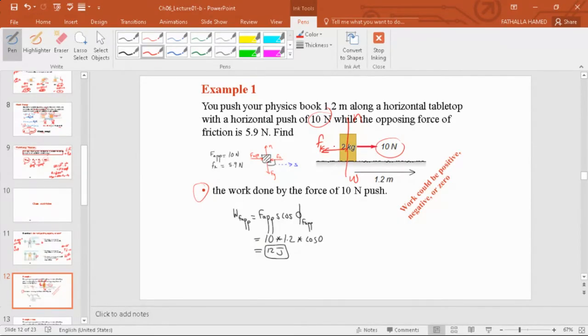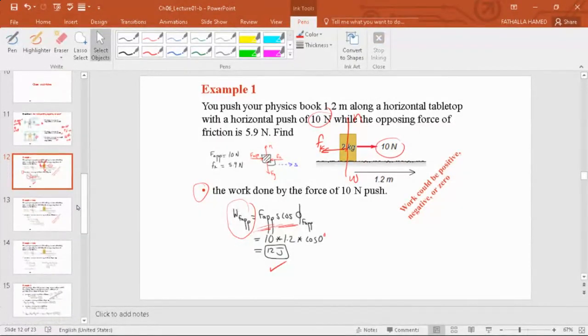But they ask us the work done by the applied force, and that's why we say work, and then we put F_ap, and F_ap here means the applied force. So it will be the magnitude of the applied force, the magnitude of the displacement multiplied by cosine the angle between both of them. Now the applied force and the displacement are in the same direction, so the angle between both of them is 0. And the magnitude of the force is 10, the magnitude of displacement is 1.2, and cosine 0 is 1. This will give you 12 joules. So that's the work done by the applied force.